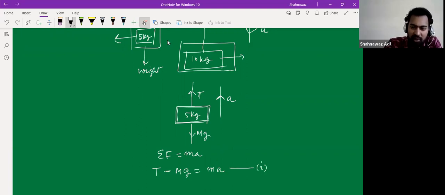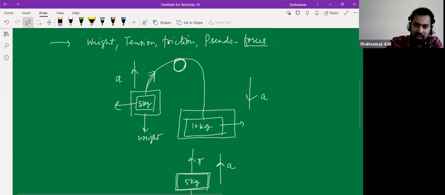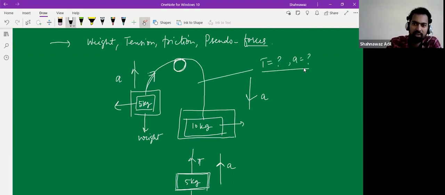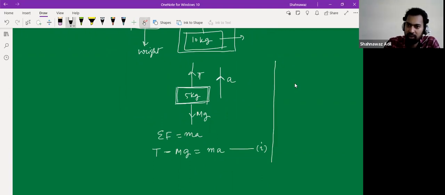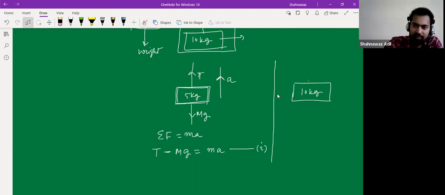Okay. And in these types of questions, they mainly ask you about the tension or acceleration, right? So this part is clear, right? And the other part will be what? The block of mass 10 kg, right?